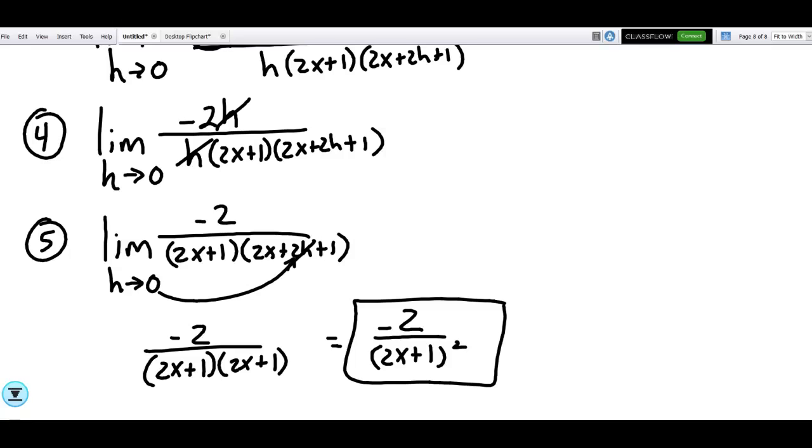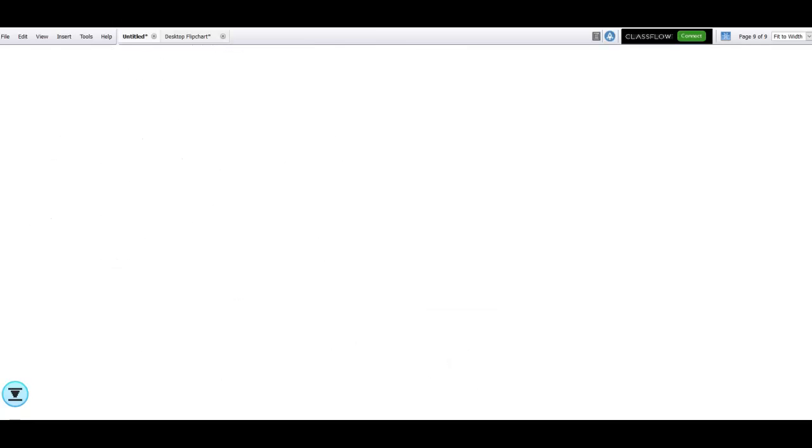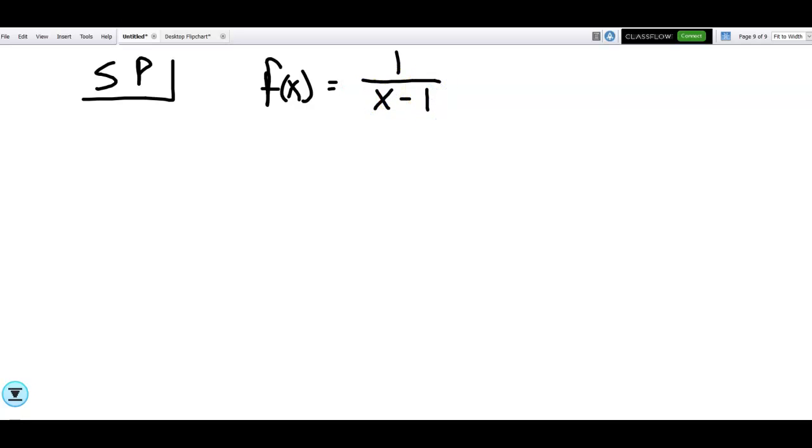Let me find a good example for you. All right. So, student practice. Here we go. So I'm going to give you f of x, and I want you guys to use the limit definition of a derivative to find the derivative of this expression here. All right? So go ahead and pause the video and go as far as you can to see if you guys can find the solution.